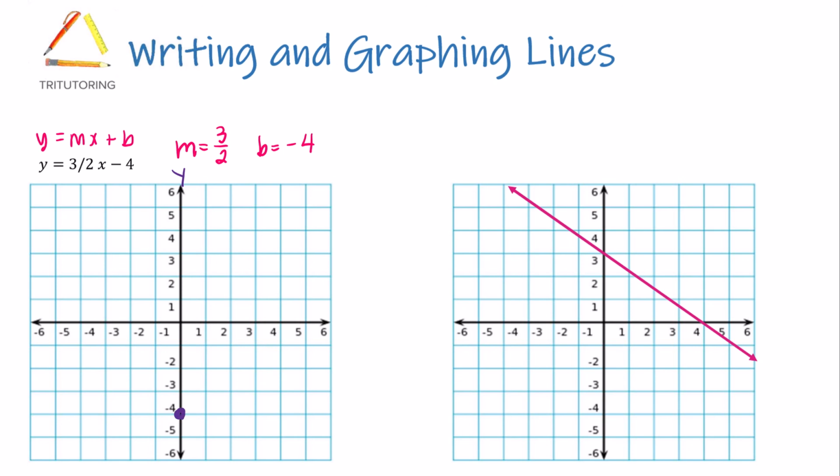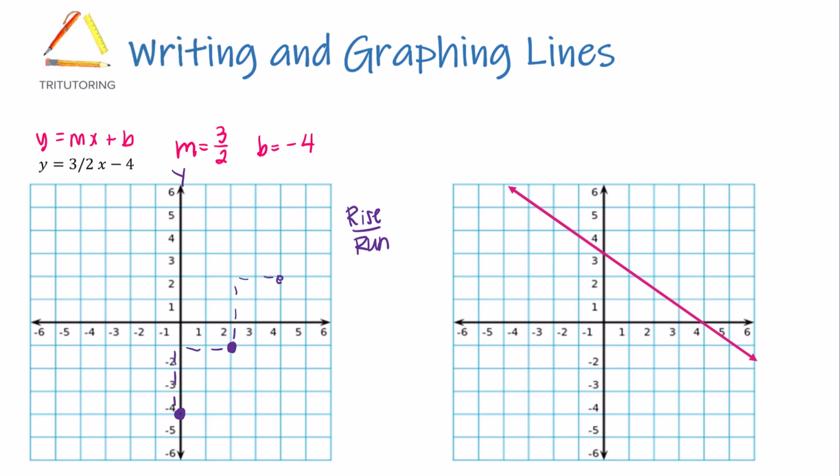Then I need to count my slope. Since the slope is 3/2, we count rise over run. So I will count up 3, up 1, 2, 3, and then to the right 2. And that's where I put my next point.